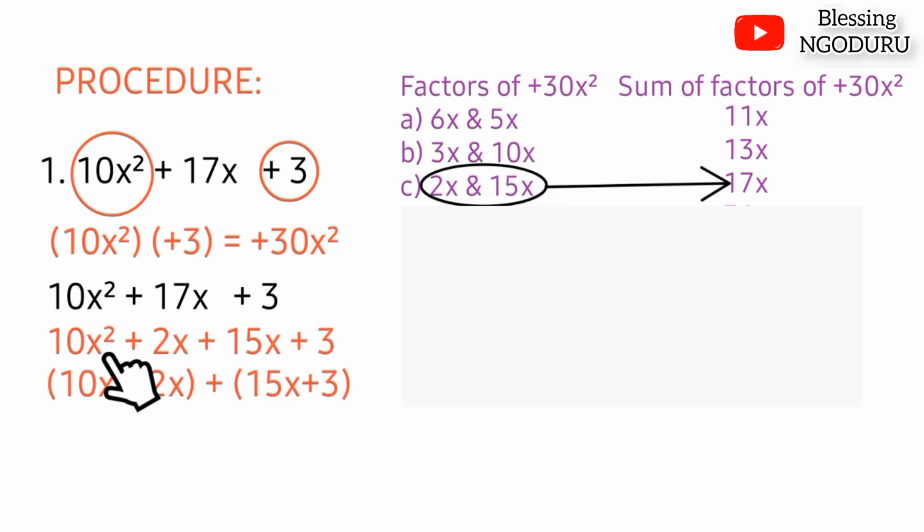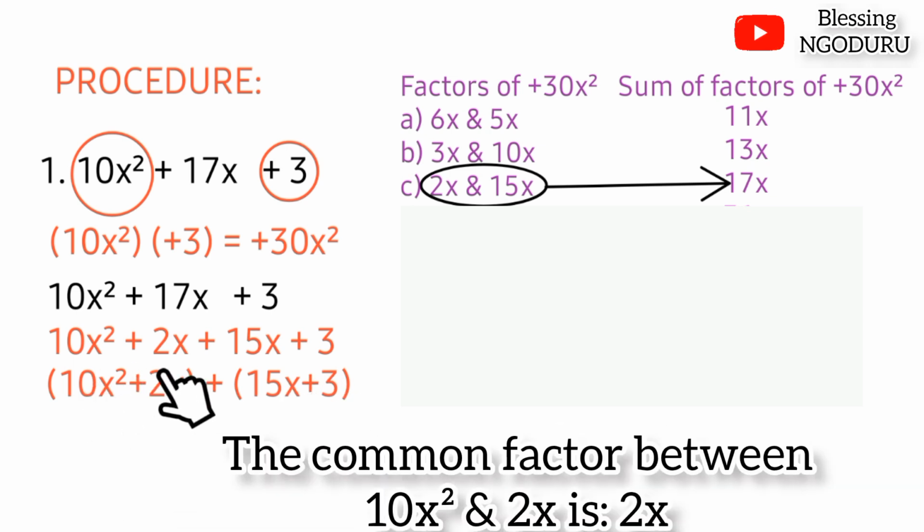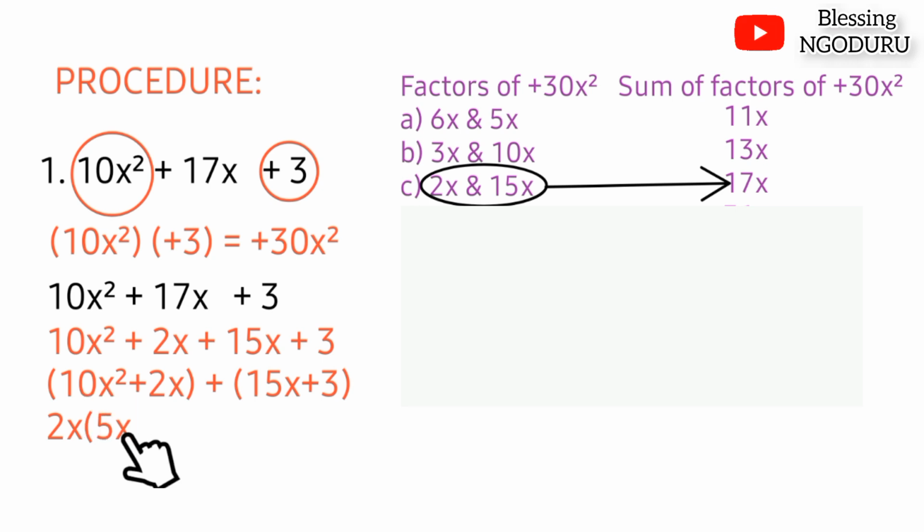We first bring these two together, also bring these two together. The common factor between these two is 2x. When we remove 2x from here, we are left with 5x, because 2x times 5x gives 10x². We already removed 2x, so we are left with 1 here, because 2x times 1 gives 2x. 3 is the common factor between 15x and 3. When we remove 3 from here, we are left with 5x, because 3 times 5x gives 15x. And of course, plus 1, because 3 times 1 gives 3.